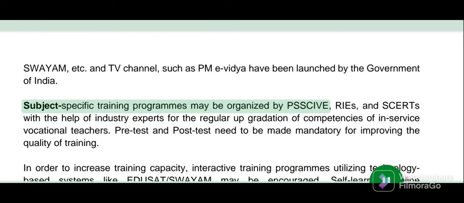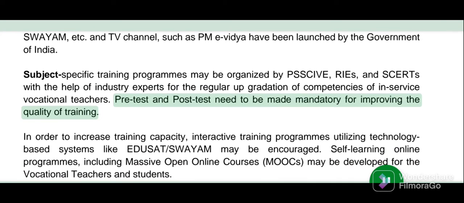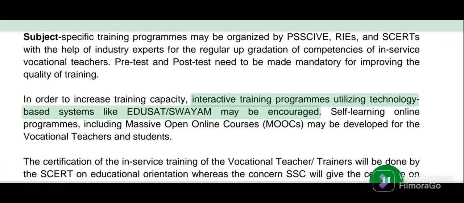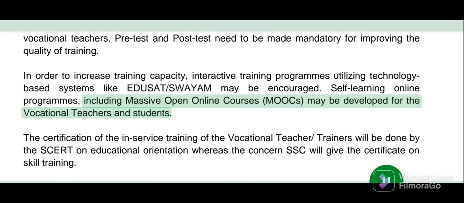Subject-specific training programs may be organized by PSSCIVE, RIE, and SCERTs with the help of industry experts for the regular upgradation of competencies of in-service vocational teachers. Pre-test and post-test need to be made mandatory for improving the quality of training. In order to increase training capacity, interactive training programs utilizing technology-based systems like EduSAT and Swayam may be encouraged. Self-learning online programs, including massive open online courses (MOOCs), may be developed for the vocational teachers and students.